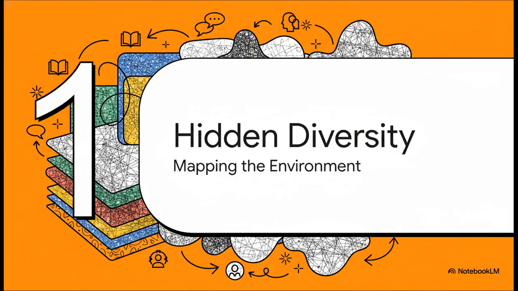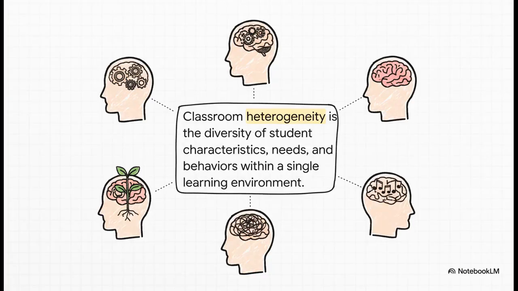To really get a handle on this challenge, we first need to map the environment itself. And it's not just about what you can see on the surface. Nope, it's all about the hidden layers of diversity that shape every single interaction in that room. So, the big word here is heterogeneity. And this isn't just about students coming from different backgrounds, though that's part of it. It goes way deeper. We're talking about the built-in variations in how they think, how they behave, and how they process information, all of which directly impacts how, and frankly, if they learn.